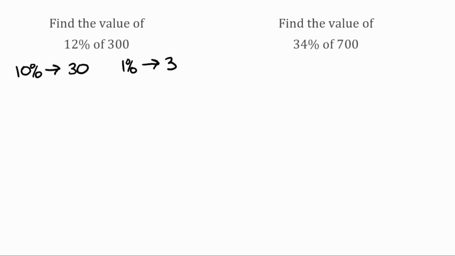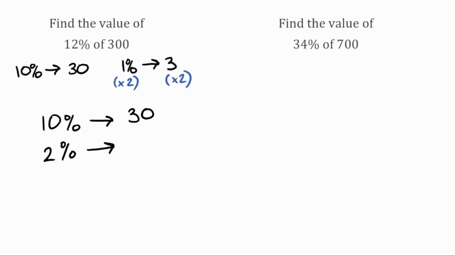So for our question here, we need 12%. So we're going to partition that into 10% and 2%. So 10% of 300, we already know, we figured it out to be 30. We now want to figure out what 2% is. Well, we've already figured out what 1% is. So to find 2%, all we have to do is multiply the 1% by 2. So because I've multiplied that side by 2, I'm going to do exactly the same to the right-hand side. So we'd have 3 multiplied by 2, which gives us 6. So if 1% is 3, 2% must be 6.